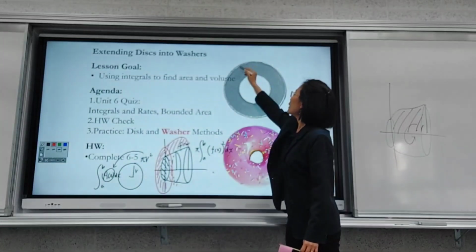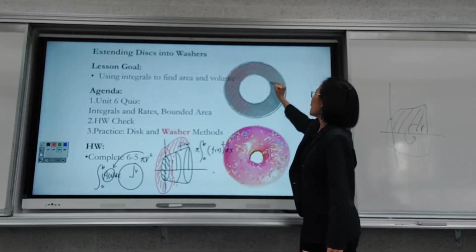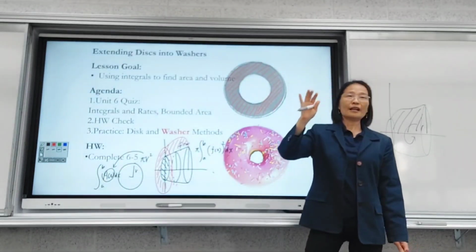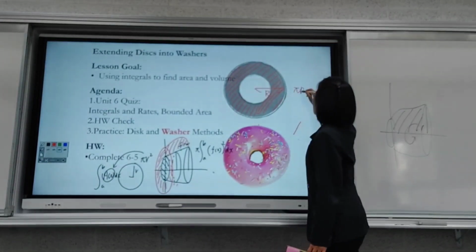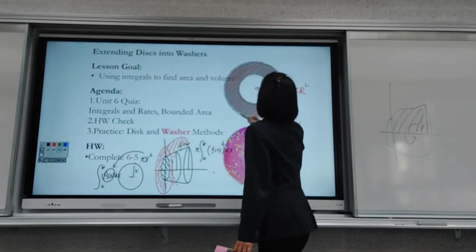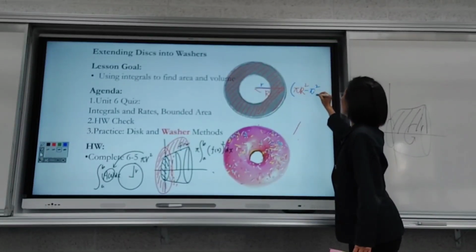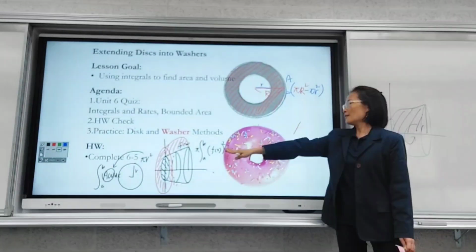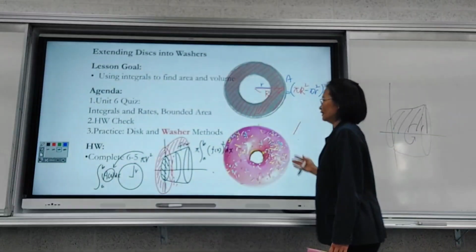And how do you find this cross section area? We learned this in geometry. We call this annulus as well. The cross section area is pi, this is the big R, pi r squared, subtract the inner, this small circle, right, minus pi r squared. So that is the area. Does it make sense? So instead of integrating the circle, you are integrating the washer. So that's all it is.